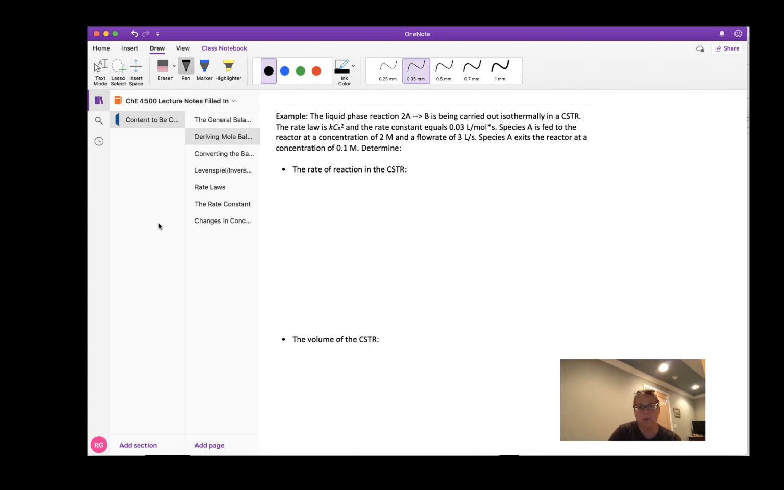So now let's do an example. We're going to use the CSTR mole balance to solve a reactor design problem. The example: a liquid phase reaction, 2A goes to B, is being carried out isothermally in a CSTR.